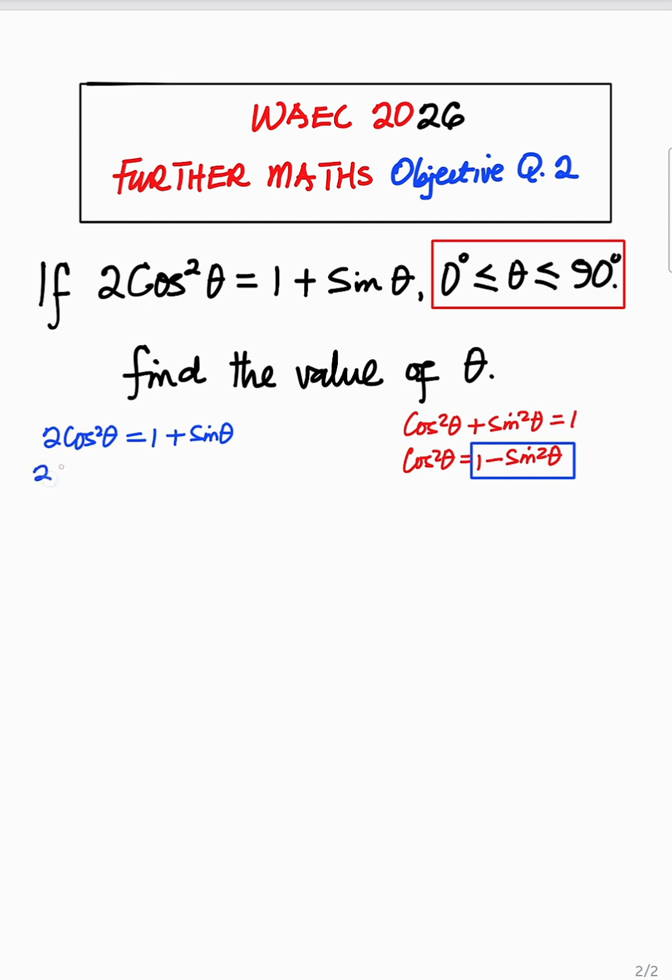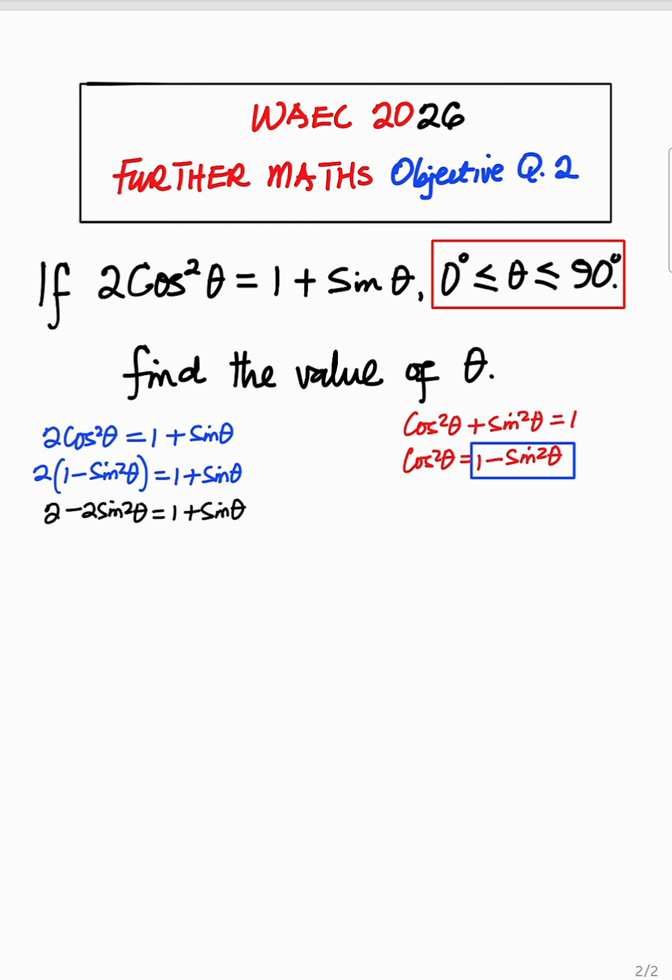So here you have 2 into 1 minus sine squared theta equals 1 plus sine theta. Now why I did this is for me to ensure that I have sine theta throughout the equation. So to this end, let us open the bracket. I have here 2 minus 2 sine squared theta equals 1 plus sine theta.